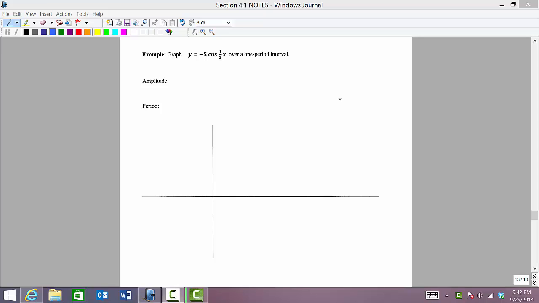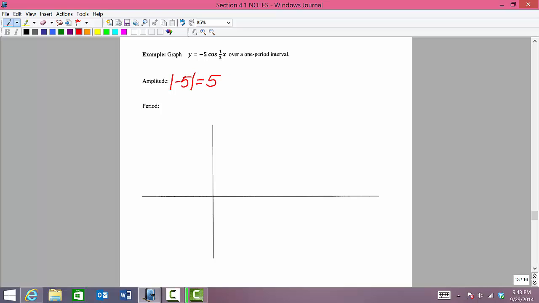Graph y equals -5 times cosine of 1/2 x over a 1-period interval. First, let's look for the amplitude. The number that's being multiplied times the outside of the function is -5. So the absolute value of -5 tells us that our amplitude is 5. So our graph will go from 5 to -5. That's our max and our min.